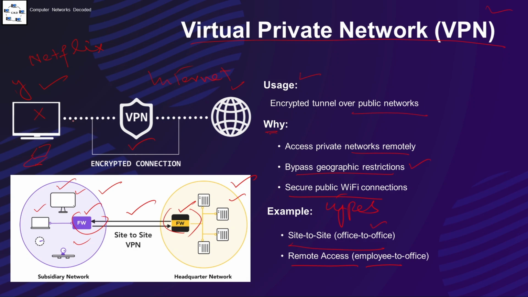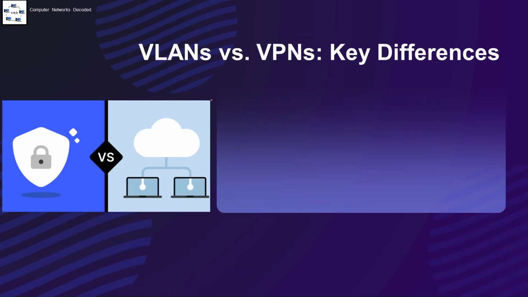Another one is remote access, which is employee to office. Let's suppose you have a single employee and he is working from home. This type of VPN is used on a single client, such as inside your laptop or your PC, and you use that VPN to directly connect to the company network.